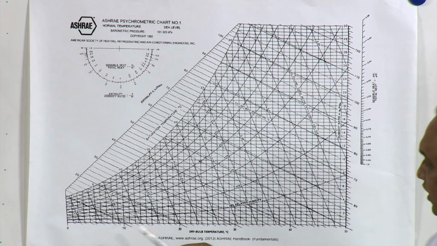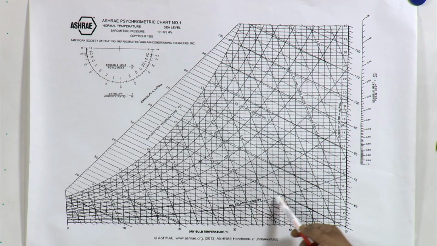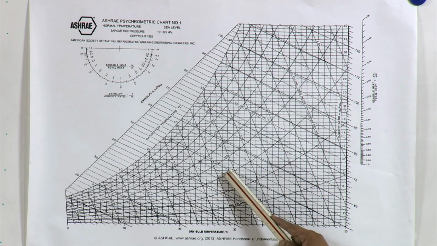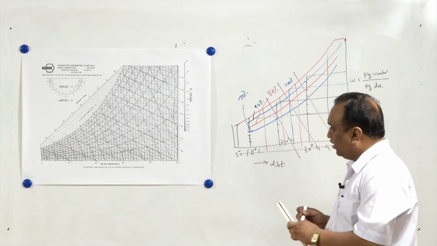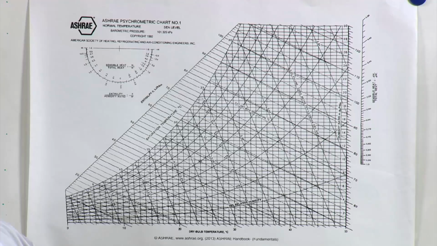And these curves which are shown here, they are constant relative humidity curves. This is 10% relative humidity, 20%, 30%, 40%, 60%, up to 100%. Now, these psychrometric charts have constant specific volume lines also, like this. Now, constant specific volume lines can be drawn on this chart.